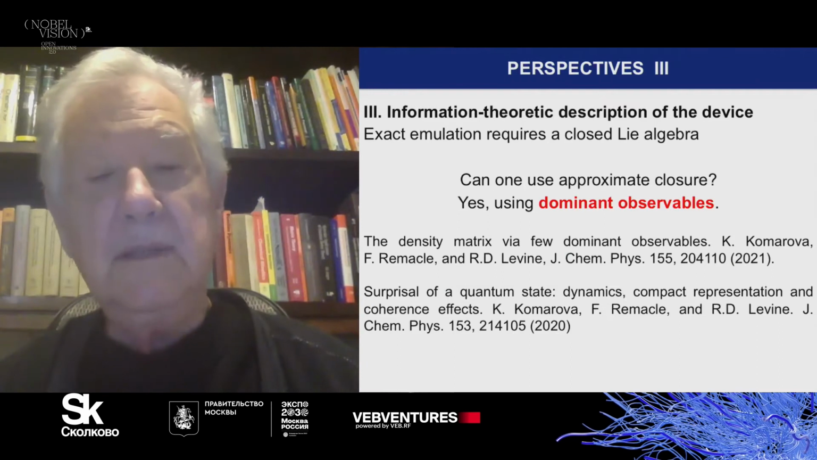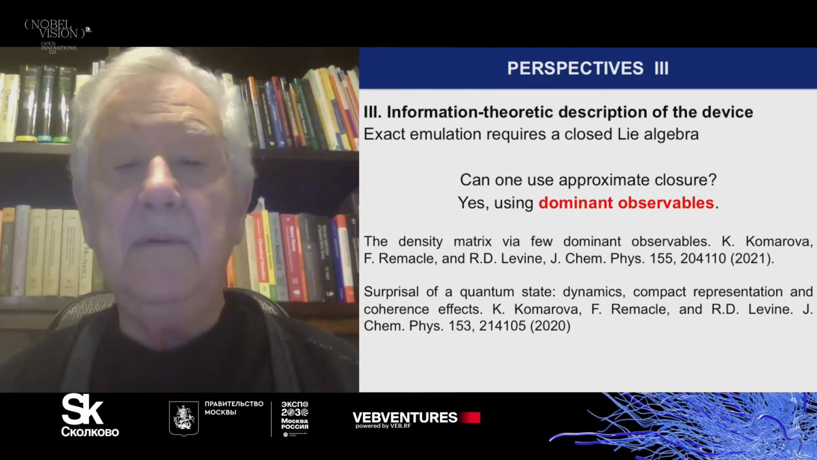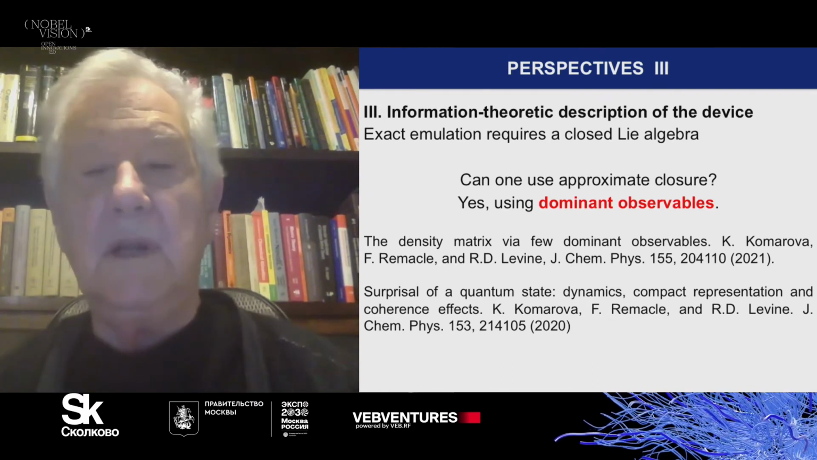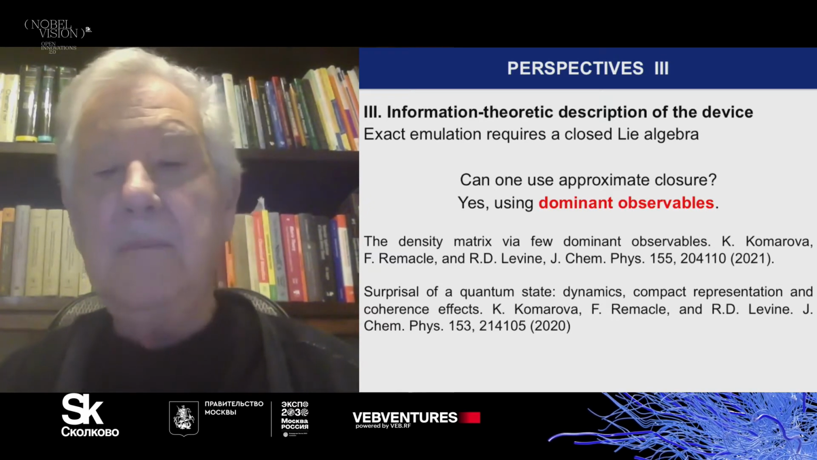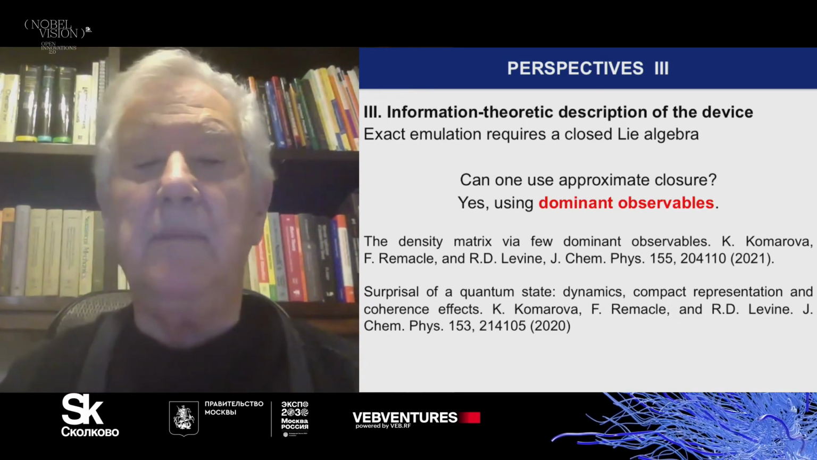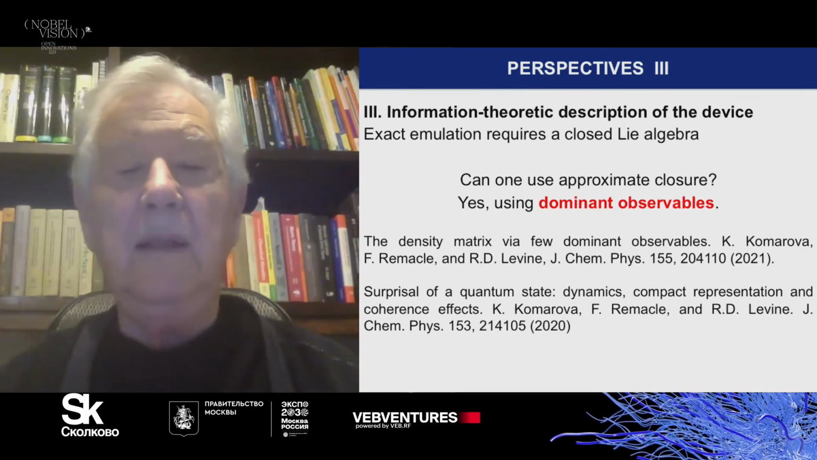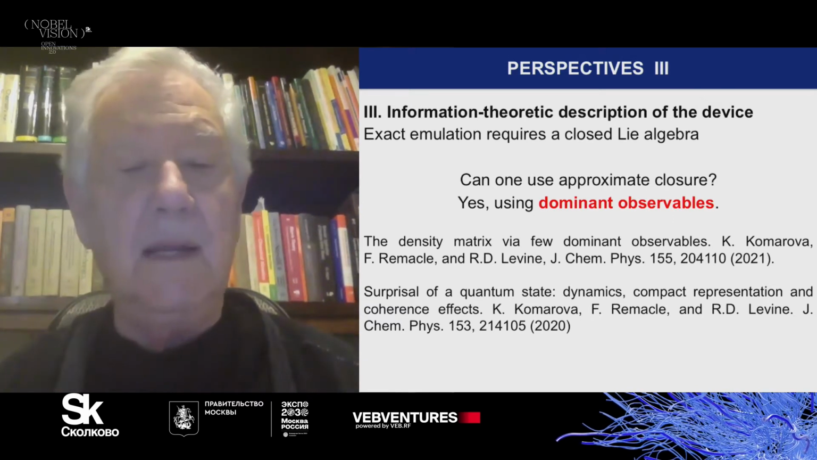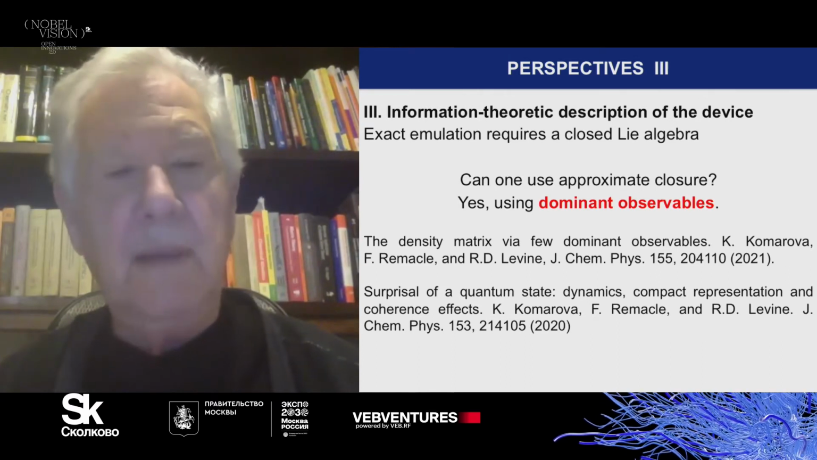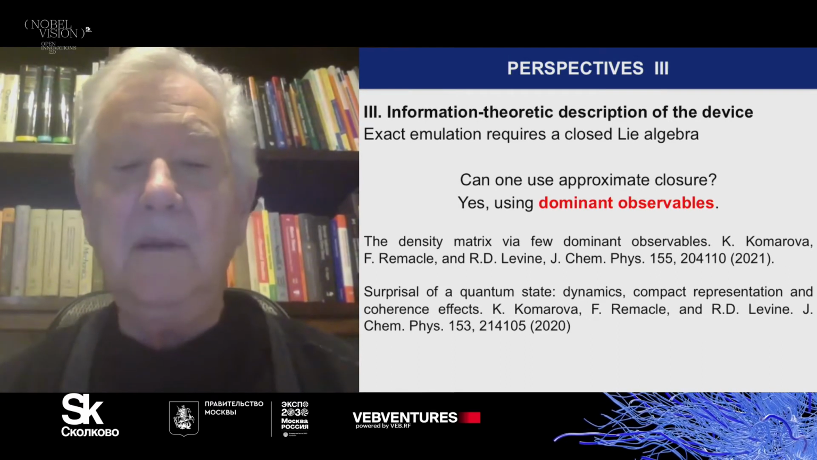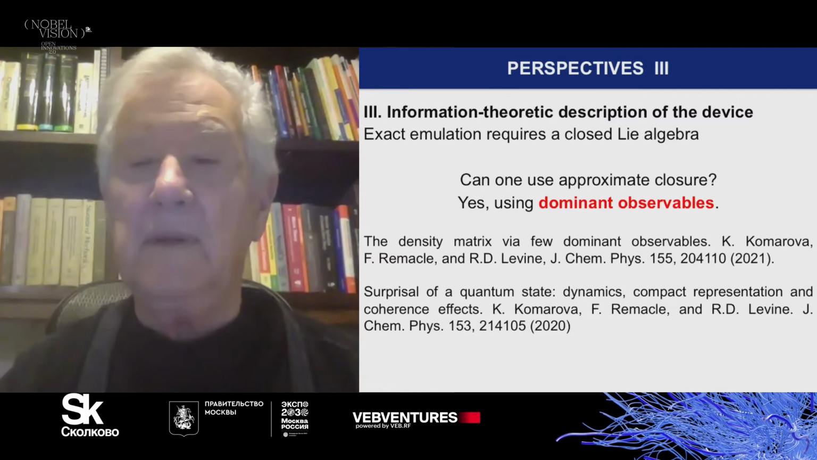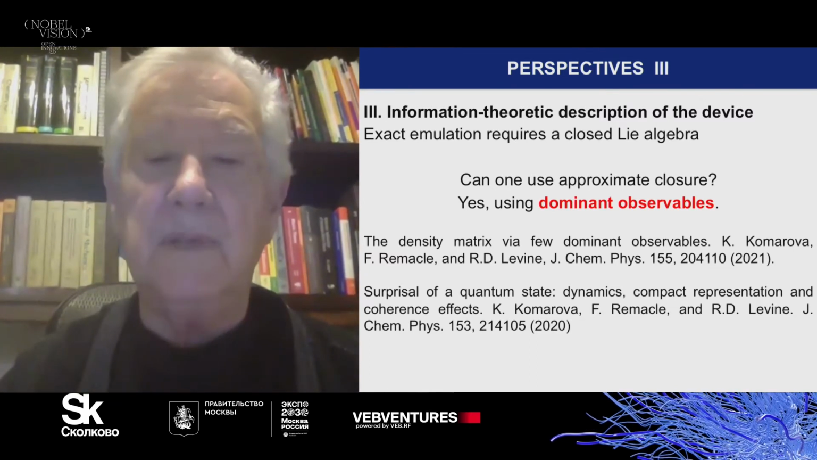Last but not least, to do things exactly, we need a closed Lie algebra. But in practice, one doesn't really need the algebra to be closed. One can use so-called surprisal analysis, something that we are rather pleased about in Jerusalem. One can use surprisal analysis to identify the important observables and not all the observables.